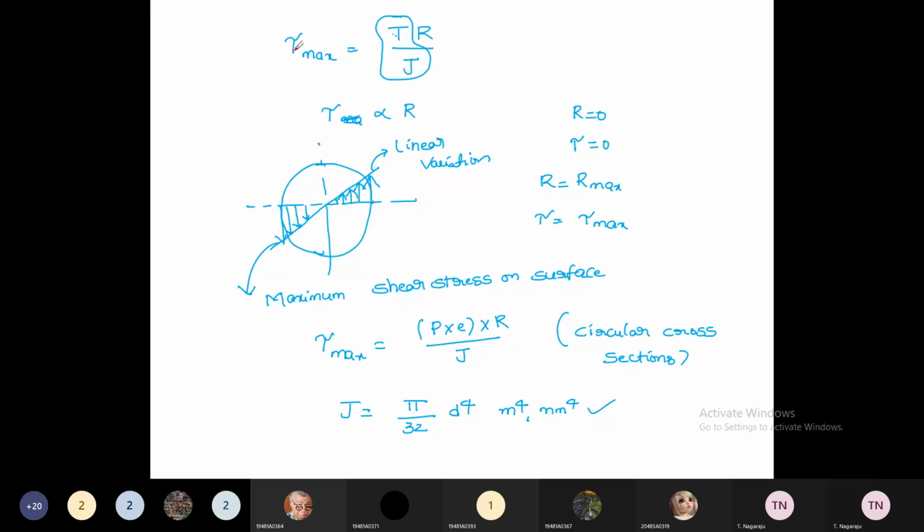Then if we substitute the values, the twisting moment is constant for a problem, and J is also constant for the cross section. Then the torsional shear stress is directly proportional to the radius of the member. If this is the maximum radius of your component, that is r maximum.